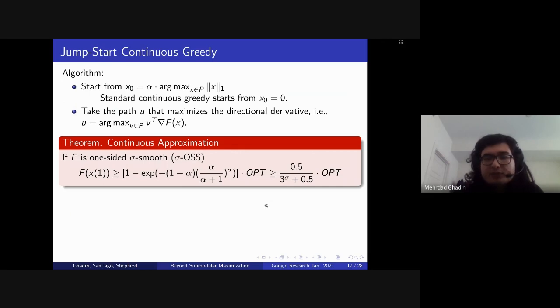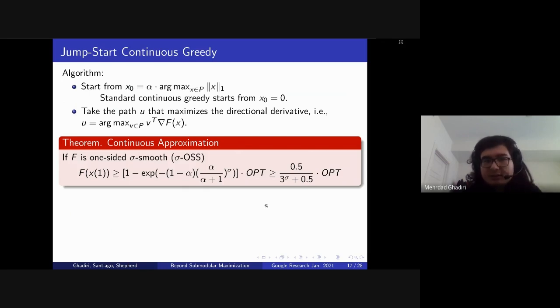And if we put alpha equal to a half, it gives us this second bound, which is like O of 3 to the sigma. So this gives us an O of 3 to the sigma approximation. One important thing is that, as you can see, the approximation only depends on this parameter sigma. It doesn't depend on the size of the problem, like n or anything else. It just depends on this sigma.